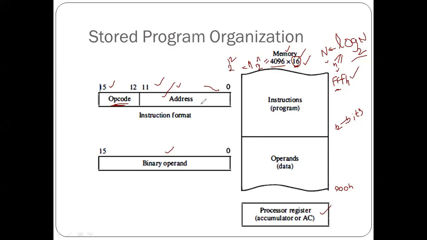So all these 16 bits are now separated. You require a minimum of 12 bits for addressing this particular memory area, so the remaining 4 bits are dedicated to specifying the opcode. In that way, the total 16 bits are separated.